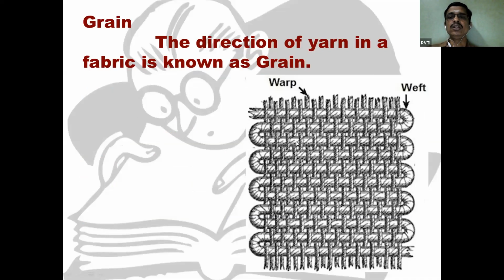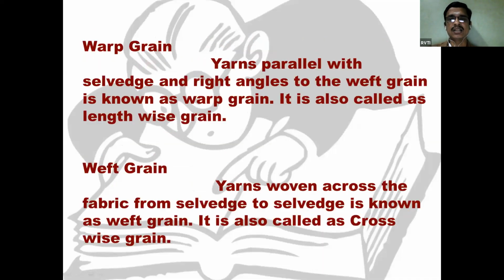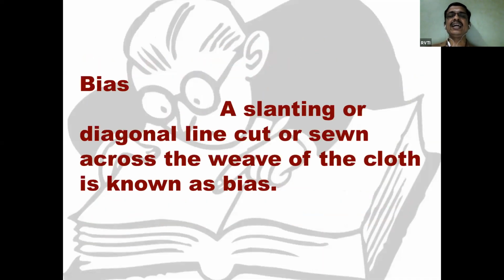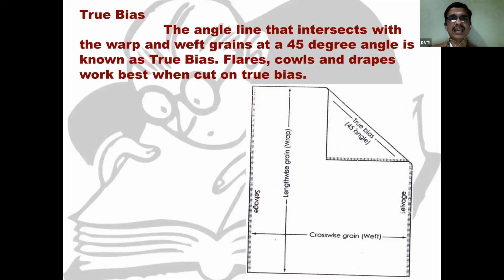We are folding, so that is the direction. Sometimes we can fold the fabric cross diagonally also. This angular direction is known as bias. A slanting or diagonal line cut or sewn across the weave of the cloth is known as bias direction. And another one is true bias direction.